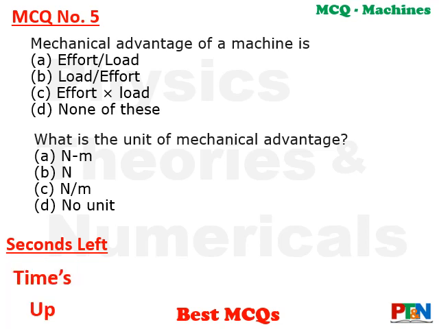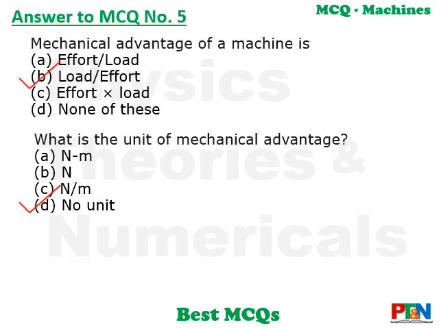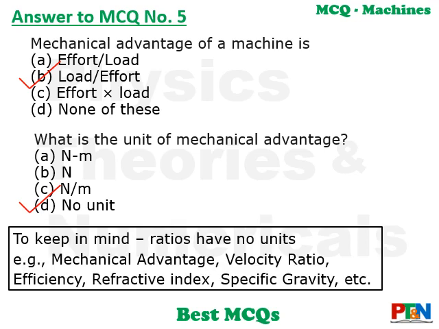Time's up. Let's see the answer. The answer for the first one is load by effort, and the unit for mechanical advantage is, there is no unit. Just keep in mind, wherever the quantity is a ratio, that is mechanical advantage, velocity ratio, efficiency, refractive index, specific gravity, they don't have any unit because they are ratios.